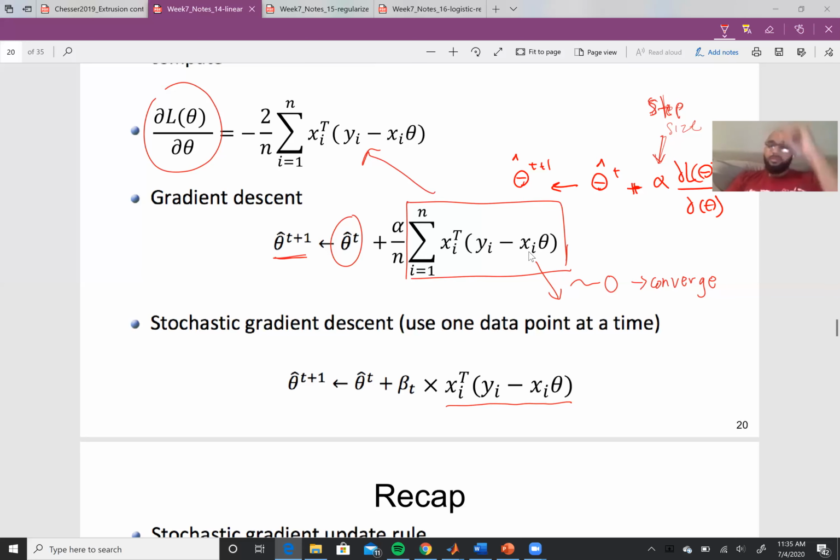So the first equation is for batch gradient descent. You're using all the points, but you could just do the stochastic or a mini batch or sample. It's just less than all of them.